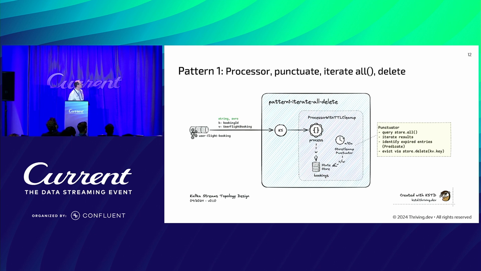For the first one, just take a minute for everyone to take a look at the diagram. Starting at the left-hand side, we have a source topic. We consume that as a stream. And then we have our custom processor, which also works with the state store and punctuator. That's all we need for that first simple pattern, where we just consume our topic, and then we simply write our entries to the state store.